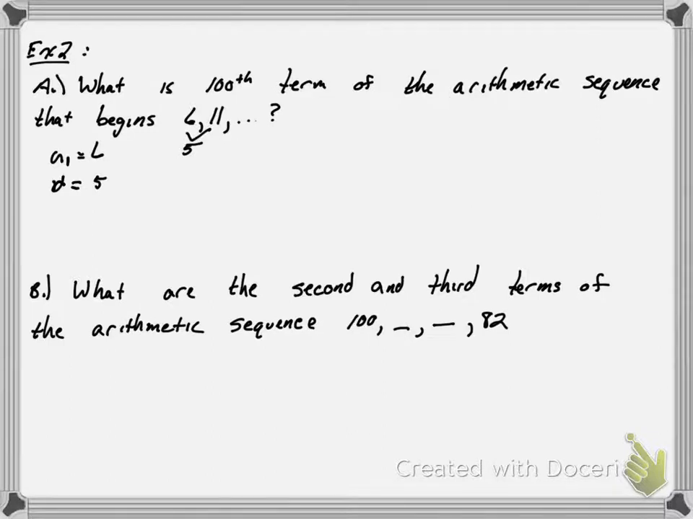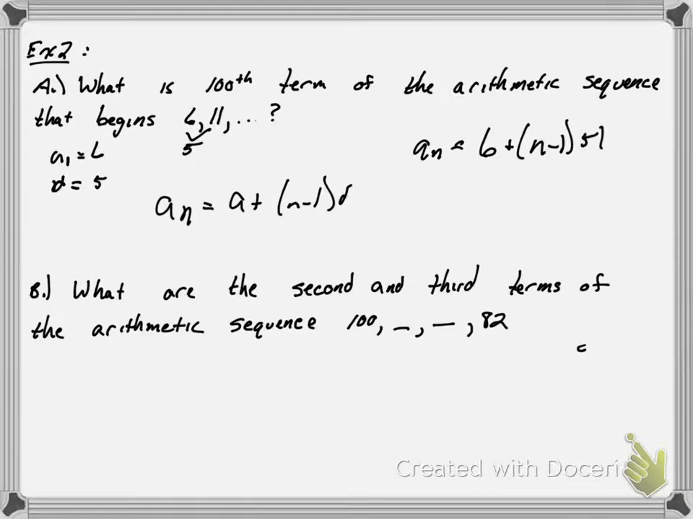Remember, my formula is a sub n equals a plus n minus 1 times d. So when I'm trying to write this, all I'm doing is plugging this stuff in. So let's fill in the blanks here. A sub n equals a, which is our first term, 6, plus n minus 1 times our d, which in our case is 5. Well, we're looking for the 100th term. So what is n? N is going to be 100. So we're looking at a sub 100, but all I'm going to do is substitute 100 in for n. 100 minus 1 times 5. Punch in your calculator, you get 501.